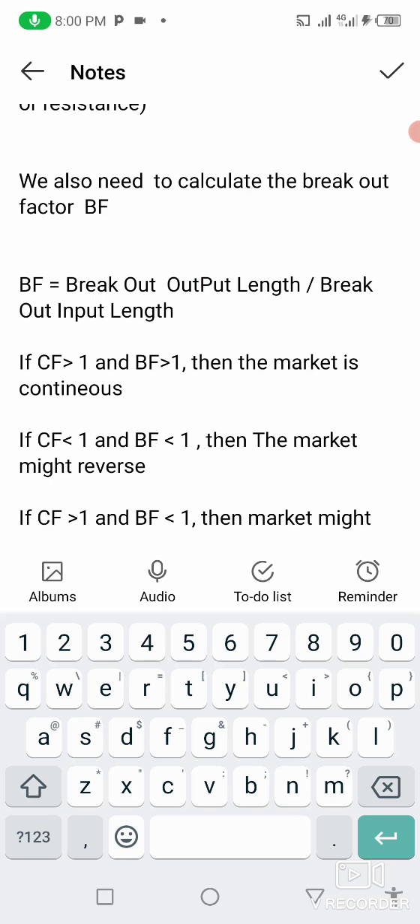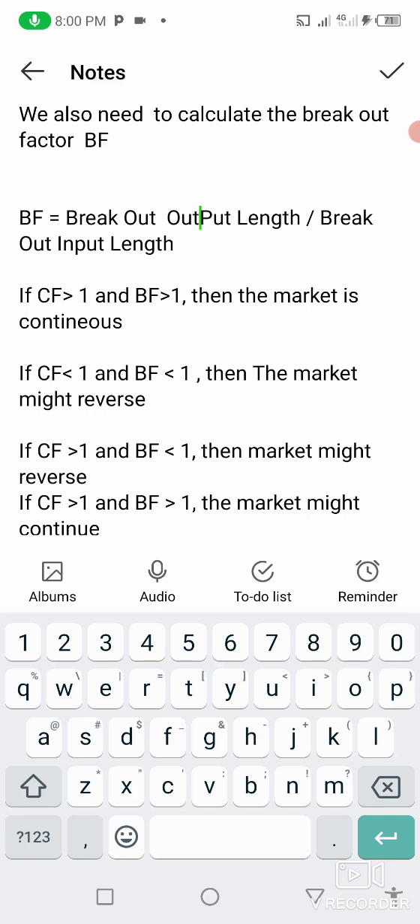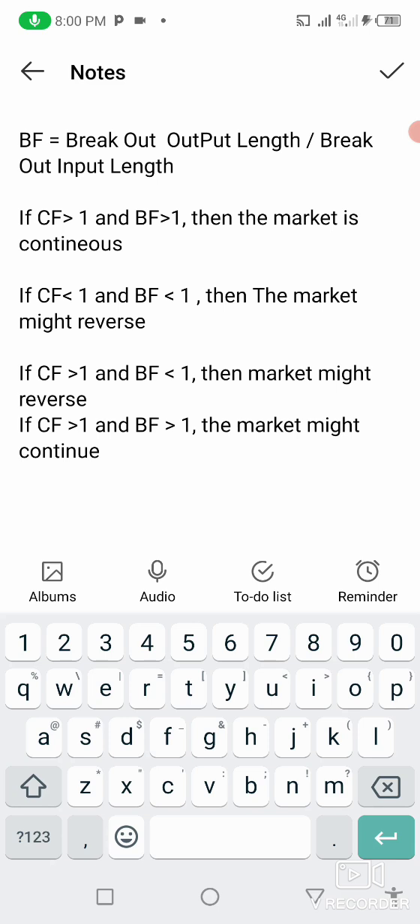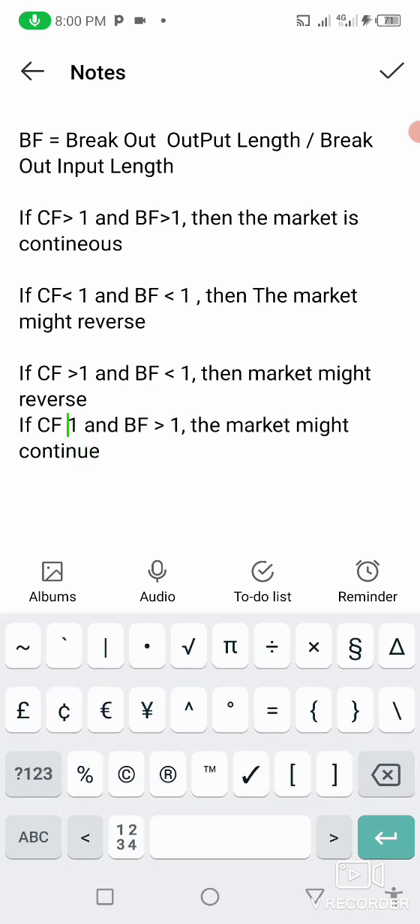If CF is less than 1 and BF is less than 1, then the market might reverse. If CF is greater than 1 and BF is less than 1, then the market might reverse. But if CF is less than 1 and BF is greater than 1, the market might continue.